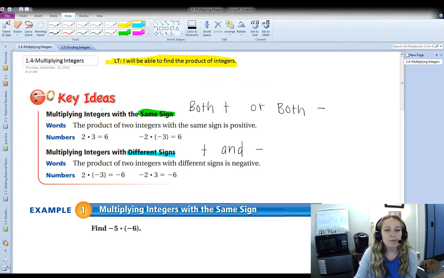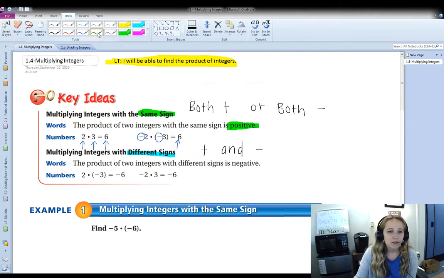All right, so let's take a look at the rules for these. It says right here, multiplying integers with the same sign. The product of two integers with the same sign is positive. Do we see that? If you are multiplying together two numbers and they have the same sign, it's always going to be positive. So look down here at the two examples. These are both positive. Therefore, the solution is positive. These are both negative. Therefore, they're the same sign, which means this is going to be positive.